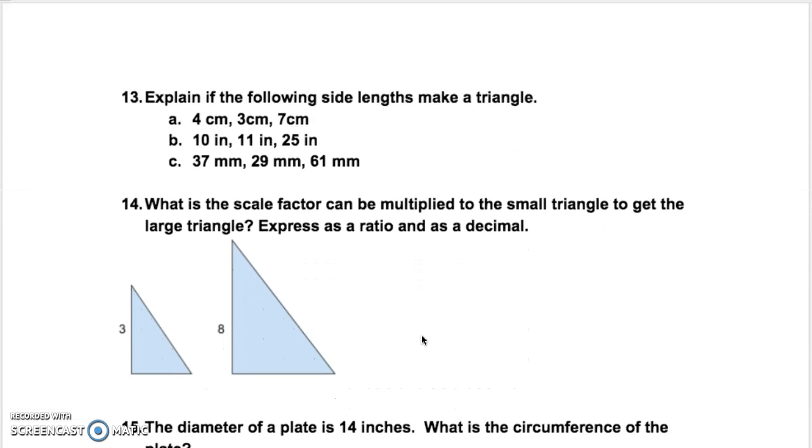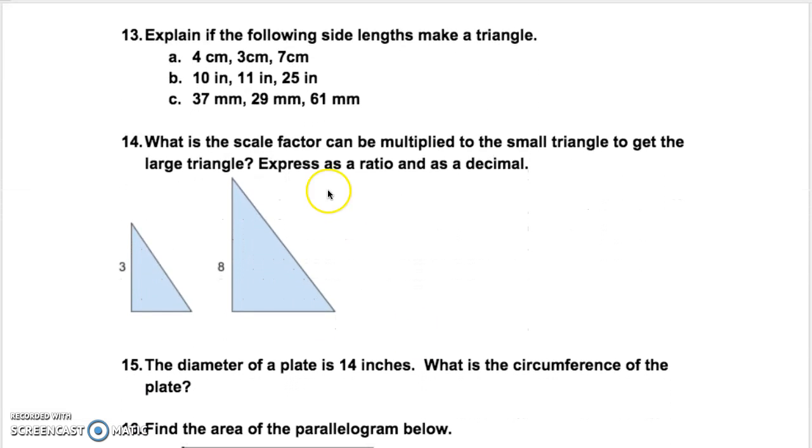Number 13. Explain if the following side lengths make a triangle. So each of these A, B, and C are separate questions. This one you have to think back to, how can you determine if a triangle can be formed? There's a little formula we use to figure out if the triangle can be made.